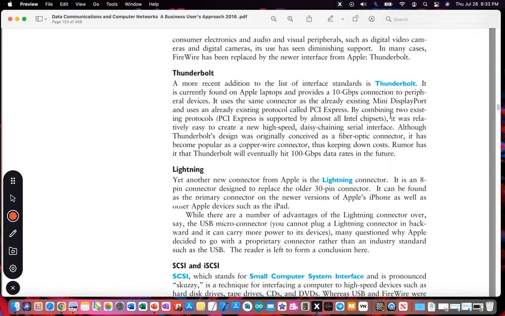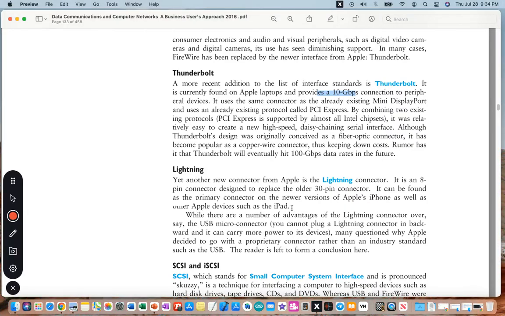Thunderbolt is another one. It is currently found in Apple laptops, and provides a 10 gigabit connection to peripheral devices. I don't see it here on my Apple, but I think it exists somewhere. And the Lightning connector is also Apple. It's an 8-pin connector designed to replace the older 30-pin connector. It's primarily found in the newer versions of the Apple iPhone. Okay, it's in the iPhone. All right.